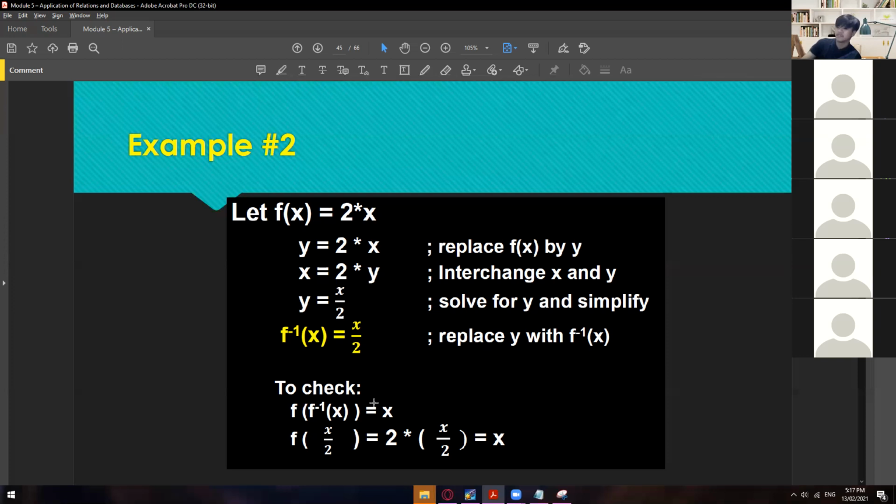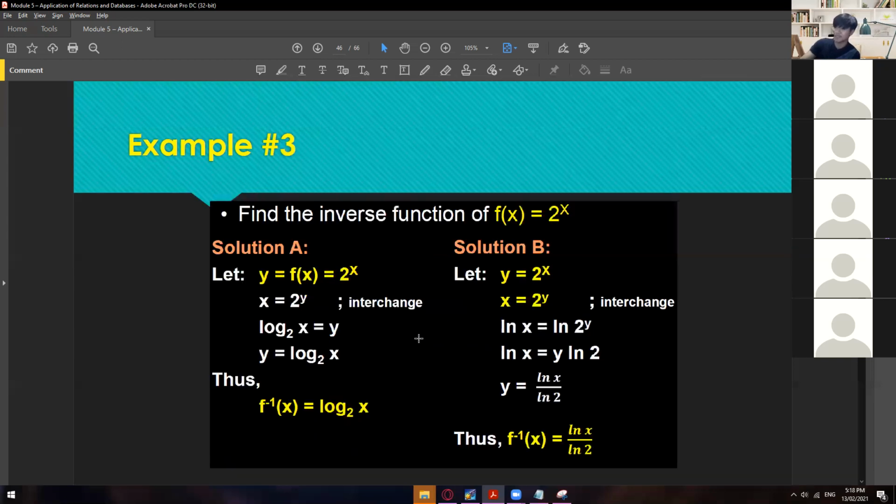Right, sir. Before, the problem of my students was that they needed to memorize this. But since we are in online distance learning, then open notes as always. You don't need to memorize this. As long as you know the concept of inverse function, then you can just simply go back to this slide 45 and do it step by step.